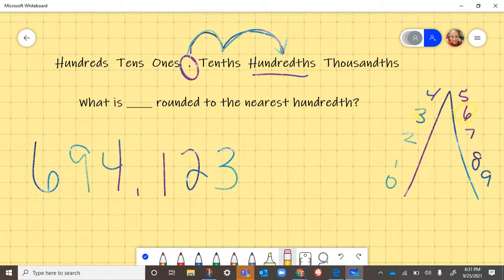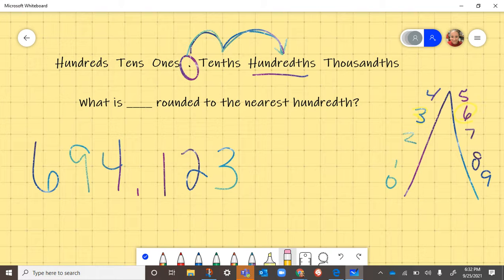And then you're going to box that number. Then you're going to go next door, see what you've got. You're going to ask yourself, is it 5 or more or 4 or less? Then you're going to decide what you're going to do and go ahead and change it. Remember, everything to the left of that number you boxed is going to be staying the same, and everything to the right of your box is going to run to 0. And so that thousandths place should turn into a 0.